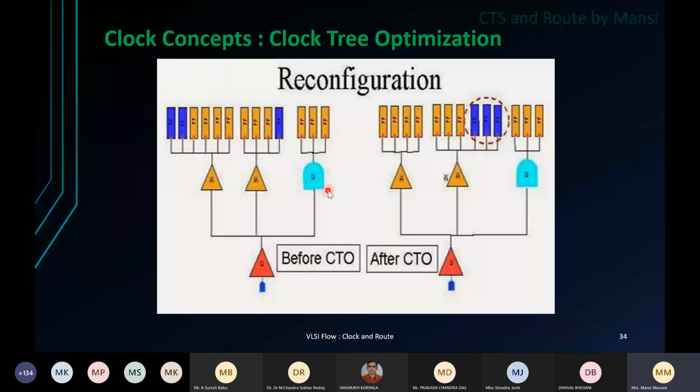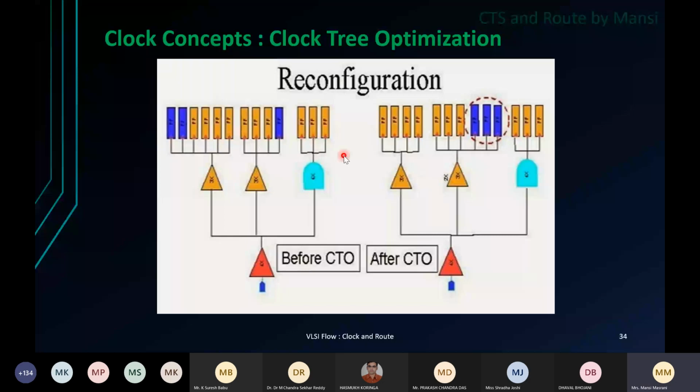Then it does the reconfiguration. Reconfiguration is normally done based on the local skew group. Maybe it saw that the blue colored flops are supposed to be part of one skew group. So it divided them, kept them all close by, and started driving them through one buffer. This is called reconfiguration. All these are concepts of clock tree optimization.